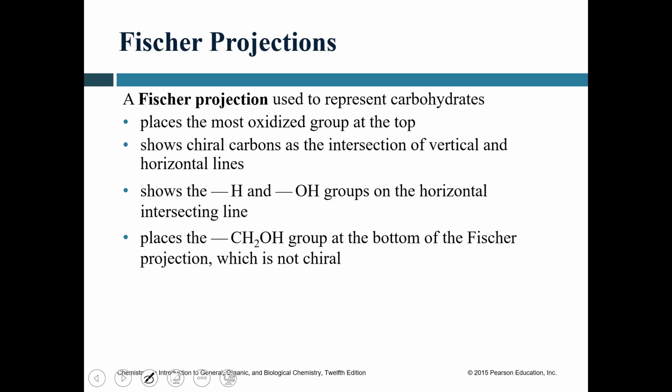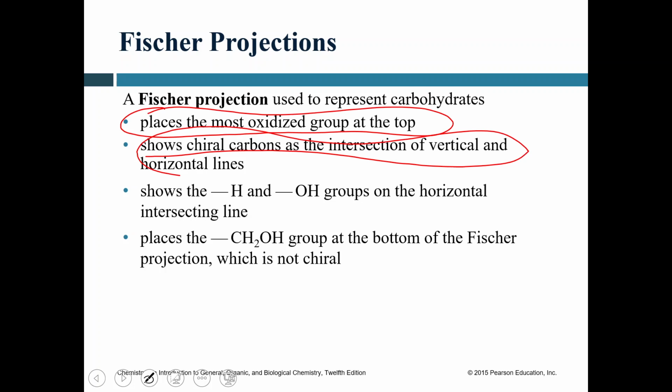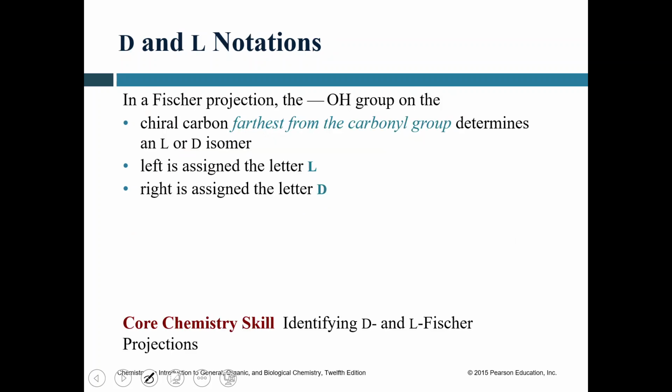So just as a reminder, in Fischer projection of carbohydrates, the most oxidized group is always on the top. Chiral carbons are at the intersections of vertical and horizontal lines. H and OH groups are shown on the horizontal intersecting line. And CH2OH group is always placed at the bottom of the Fischer projection because this group is not chiral.